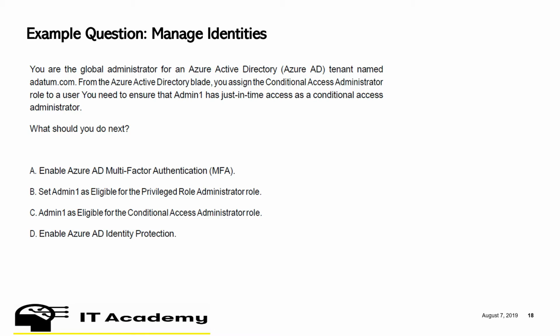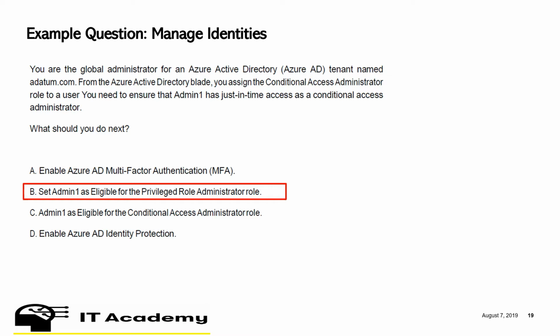From the Azure Active Directory blade, we assign the conditional access administrator role to a user. We then need to ensure that admin1 has just-in-time access applied to it as a conditional access administrator. What should we do next? So again, here with just one very simple multiple choice question, Microsoft is actually probing your knowledge around Azure AD quite deeply here. Let's have a look at the answers.